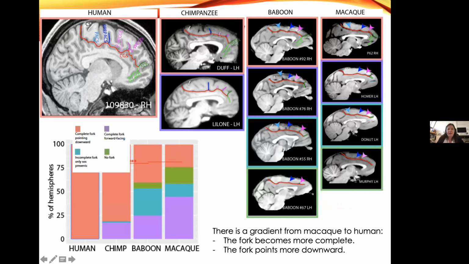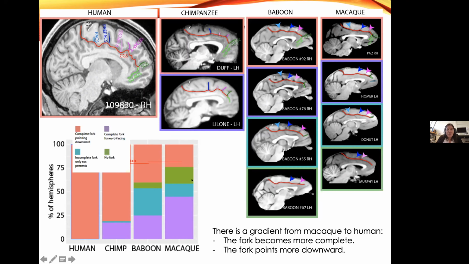Yeah, I'm fine. In chimpanzee, this fork is pointing downward in most of the cases, and looking forward in like 20% of hemispheres.